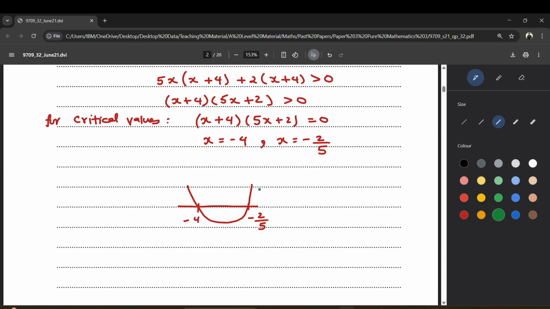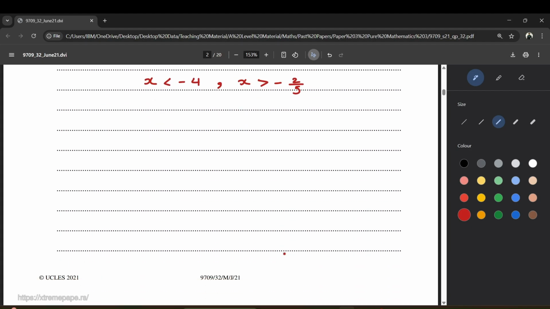So we need to look for the inequality where your y is greater than 0. Okay, so the y part will be greater than 0 above the axis. Okay, so this is horizontal line, this represents x-axis, right? So the y value will be greater when it is above the axis. So in terms of inequality, that would be when x is less than minus 4 and when x is greater than minus 2 upon 5. Okay, so that will be the answer to question number 1.